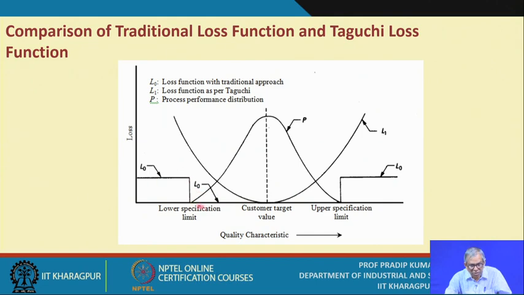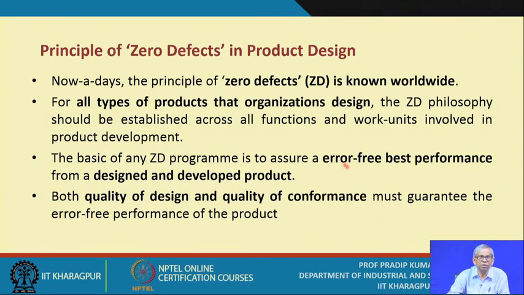So this is your traditional loss function. This is not acceptable. It is theoretically not correct. Whereas if you believe in the Taguchi loss function, you can explain this loss function scientifically. So many companies are adopting this Taguchi loss function, and accordingly they are trying to design the product. So that means it is a real challenge. That means no deviation from the target is allowed.